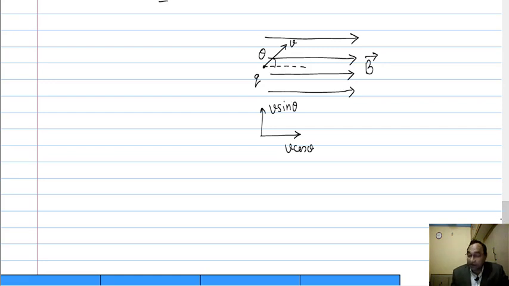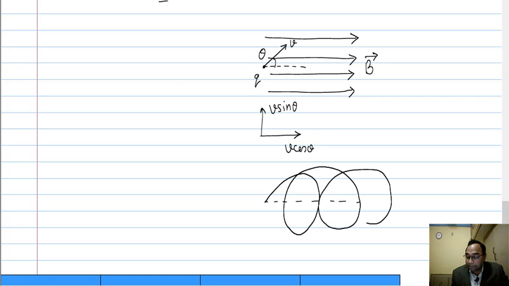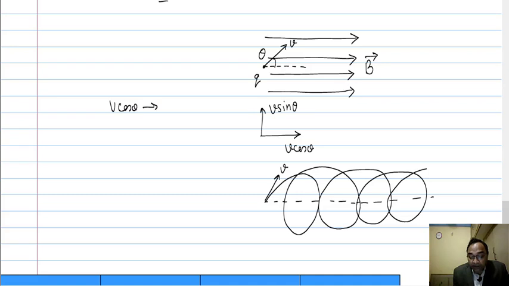So, what could that be? That is exactly what happens: the charged particle will try to move in a helical path, like this it will move. Why is it moving this way? The reason is because of v cos theta, it will have a straight line path.